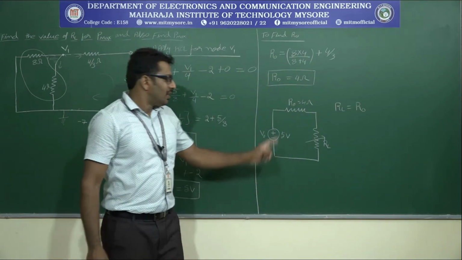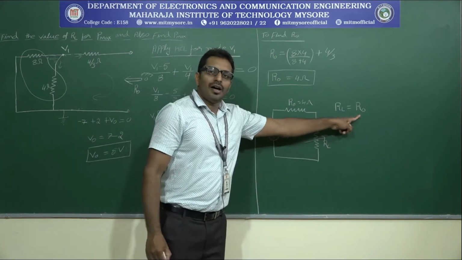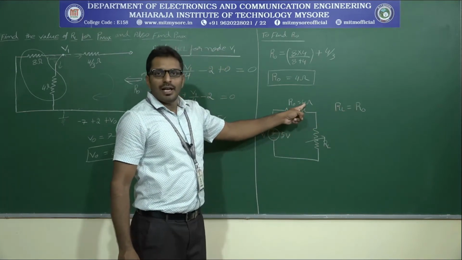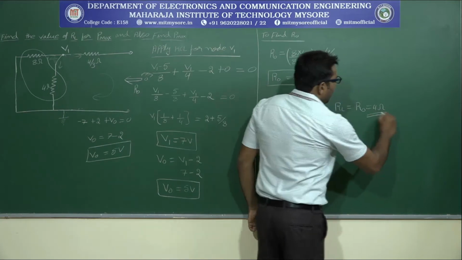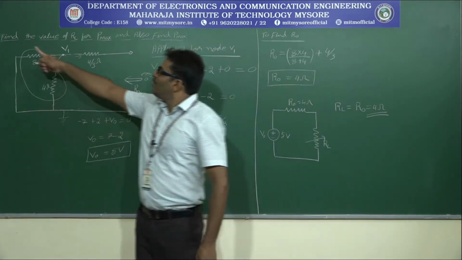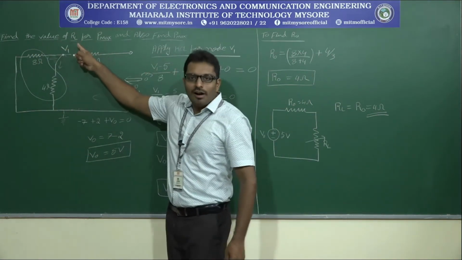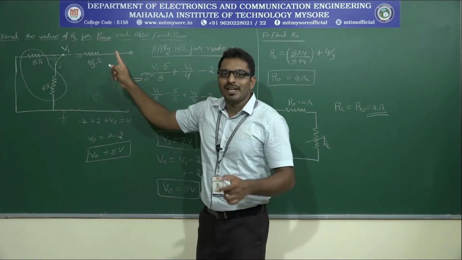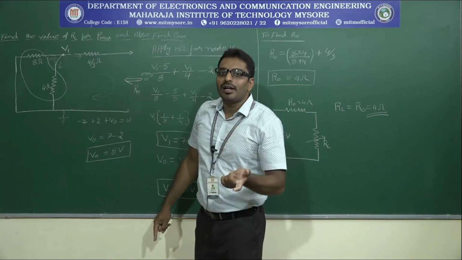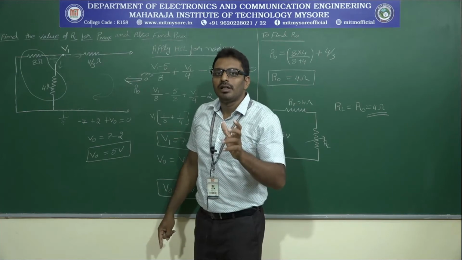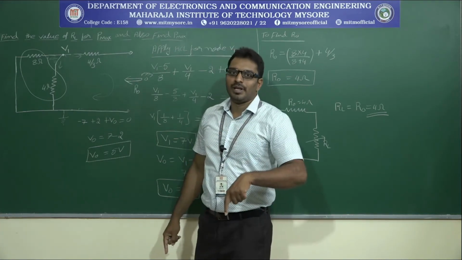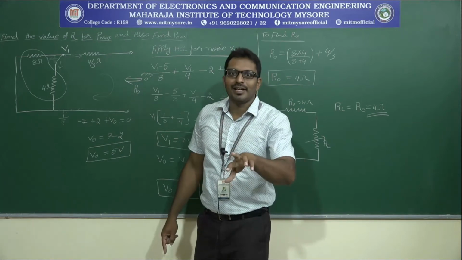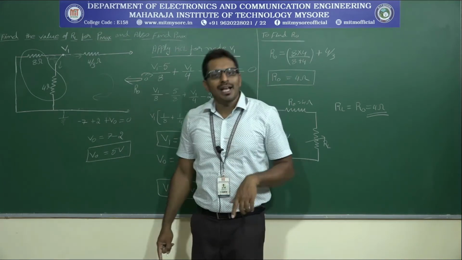Is that clear? What is RL? That is equal to R naught. What is R naught? Already we calculated, that is 4 ohm. That is the first part of the question: find the value of RL for P max. Means find the value of RL for which we can transfer a maximum power from source to load. After finding that condition, then find out what is the maximum power.